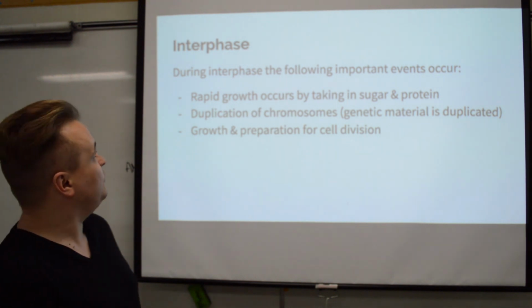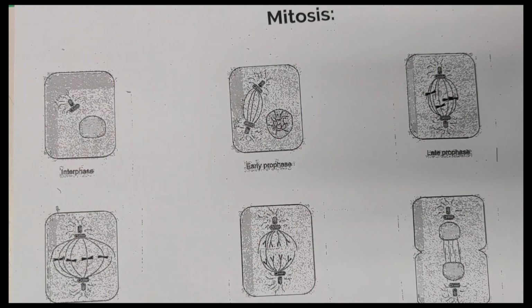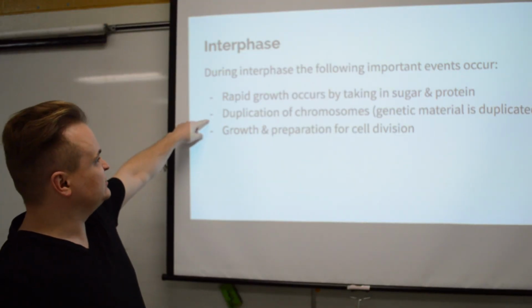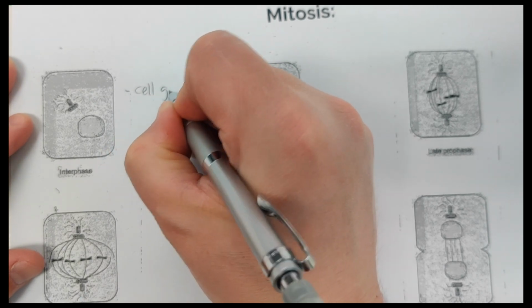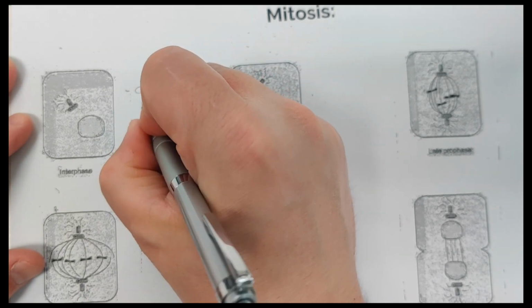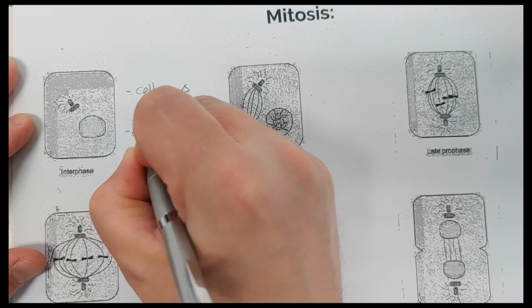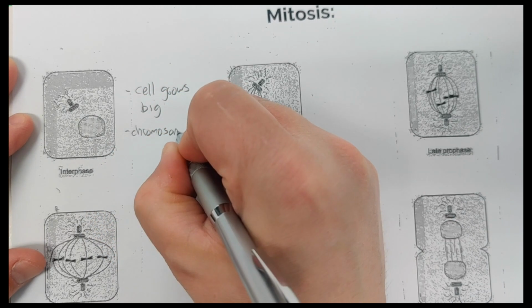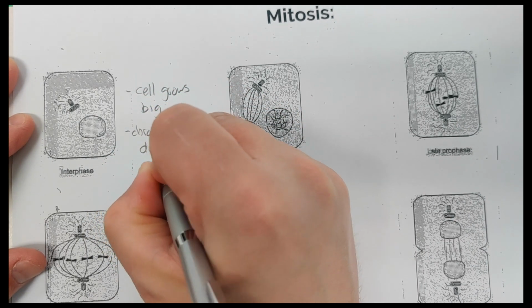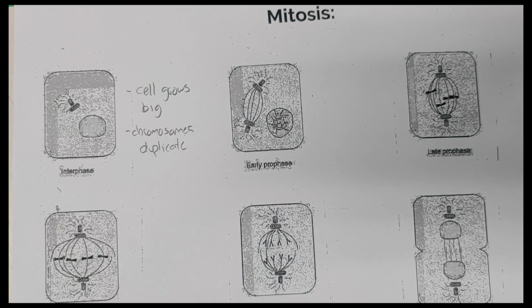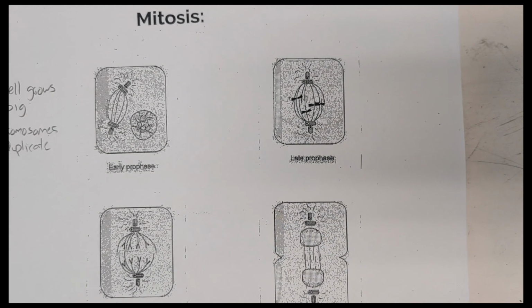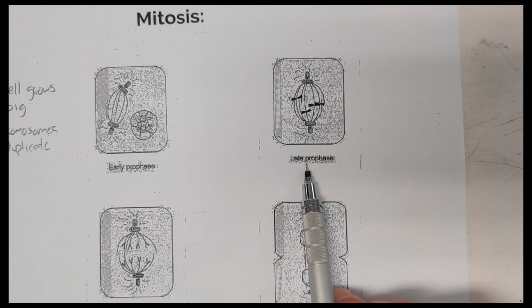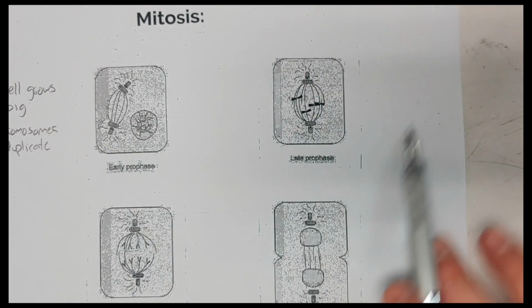So now let's talk here. What would we say during interphase? I would say cell grows, chromosomes duplicate. So I would say cell grows big, chromosomes duplicate. I'd get that on there. Now we've got two here. Now it's tricky because on this sheet, there's early prophase and late prophase. So we've got to look at prophase and decide what's happening.